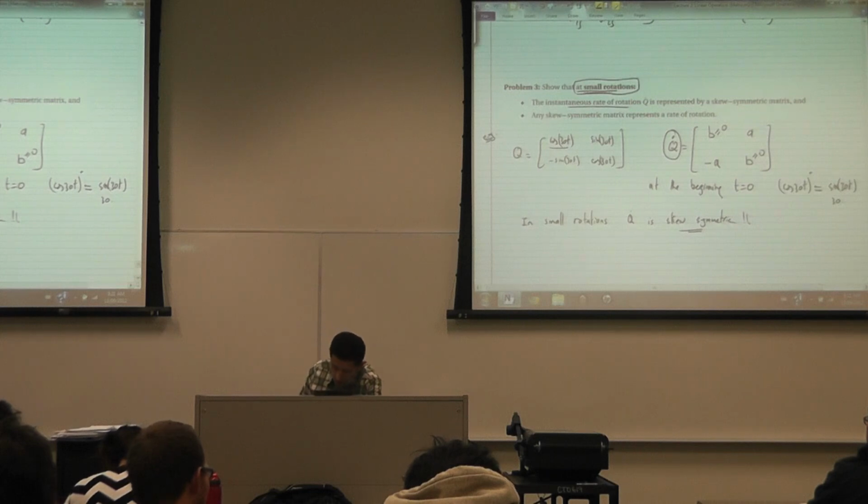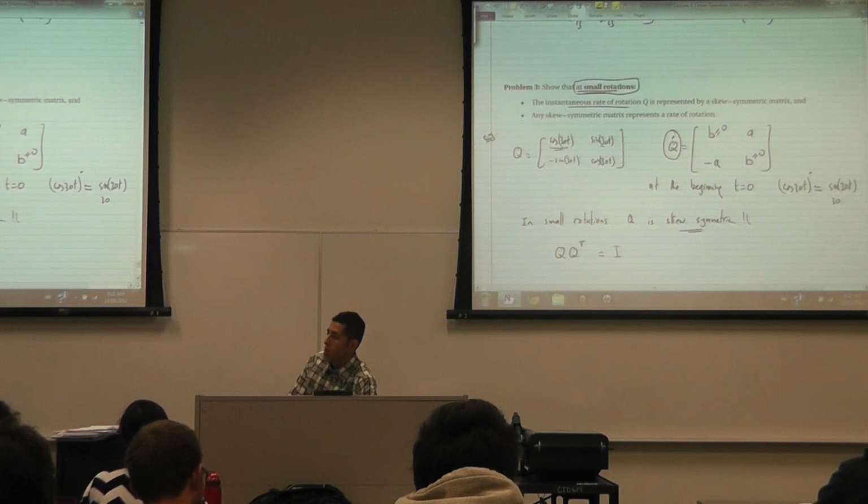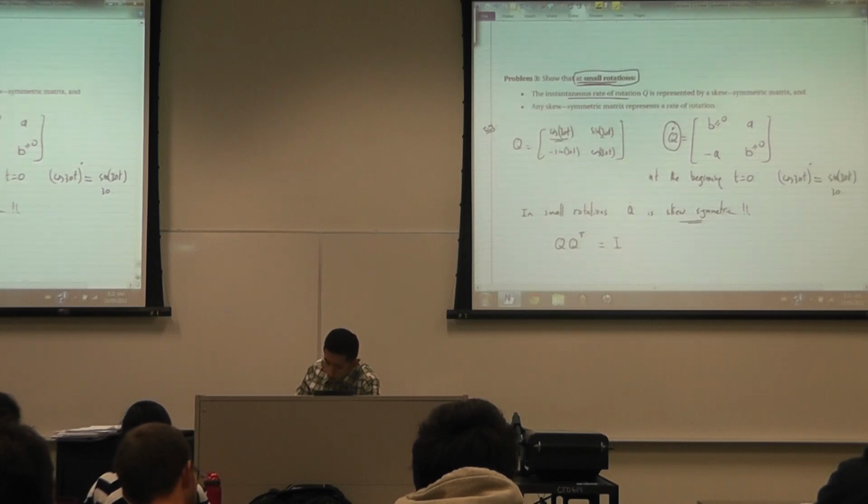So we know that Q, when an object is rotating, and if Q is a function of t, Q Q transpose is always equal to I, whatever the time is, because something is rotating. Q is always a function of time. Because Q is a rotation, Q multiplied by Q transpose is always equal to I.